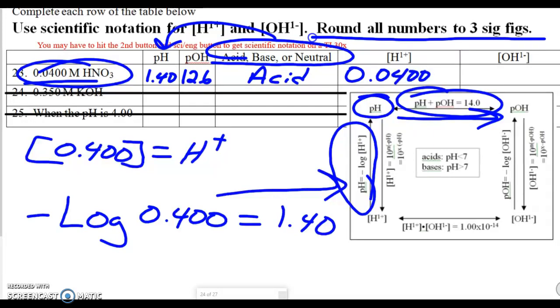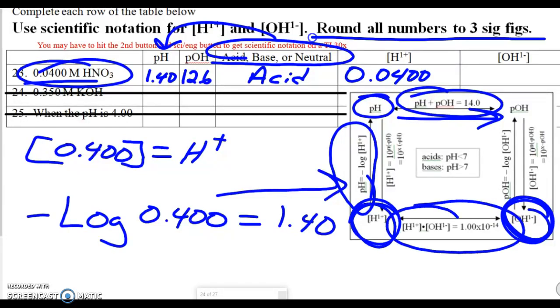My hydroxide ion concentration, well, that's what I've got to find out right here. I know this value, so I use this formula right here to get me to it. Pause the video, go ahead and do the math, and see what you come up with. And if you do that, you're going to end up with 2.50 times 10 to the negative 13th.